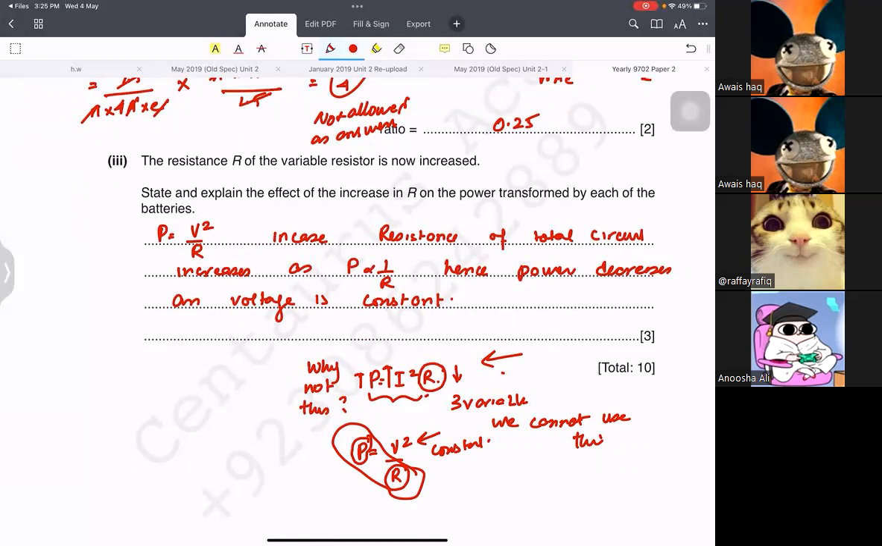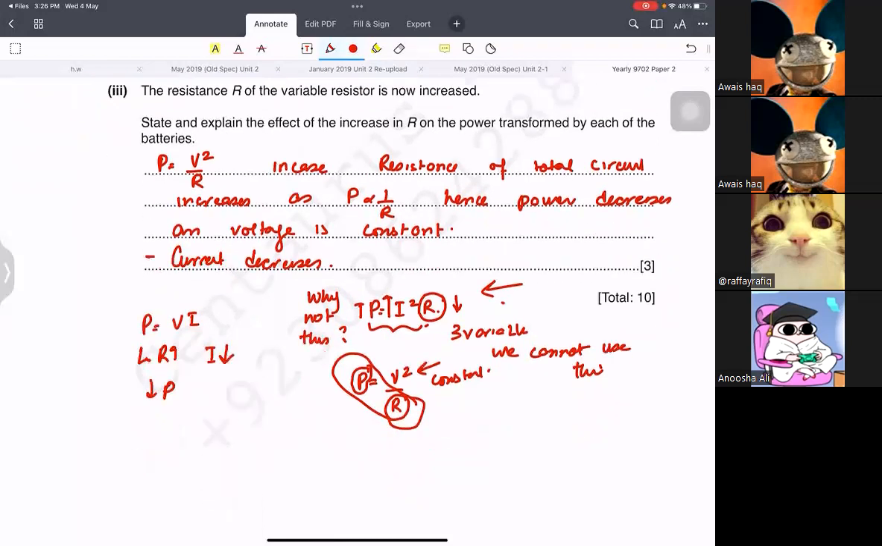Now, we could use power is equal to IV, right? If we use power is equal to IV, yes, we can use it. We could say then that resistance is decreasing, which means current increases, which means power increases. Resistance increases, current decreases, which means power decreases. Yes, we could do that. So then you have to add another point that current decreases as well. Okay, is it clear? So you could always think like that.